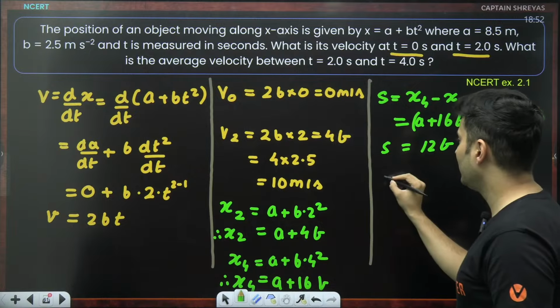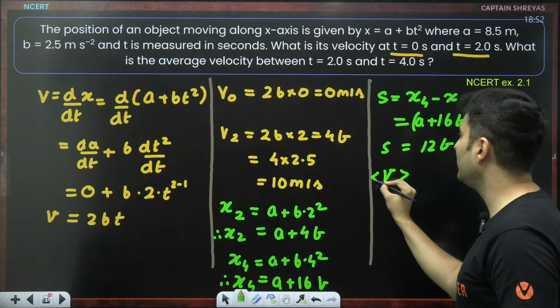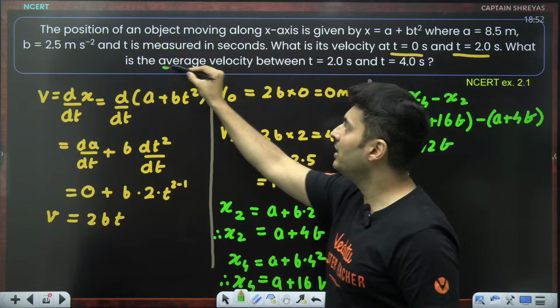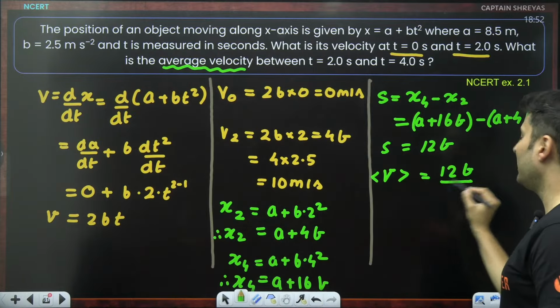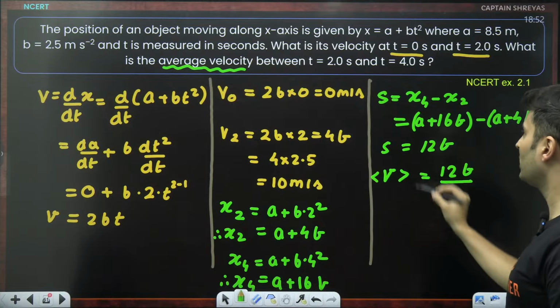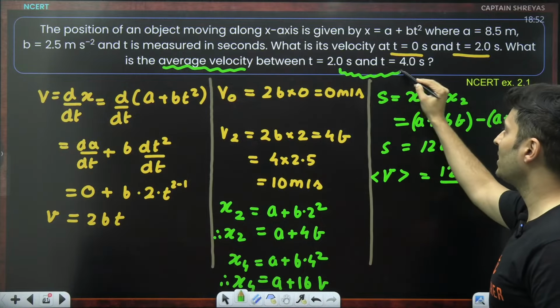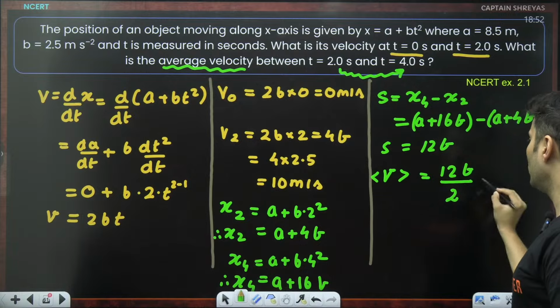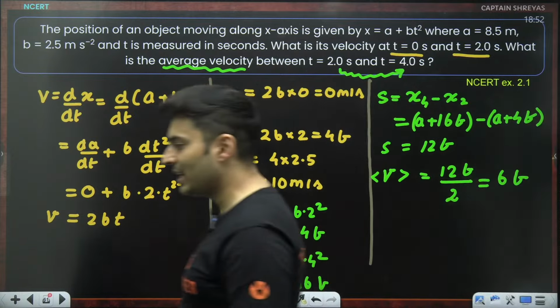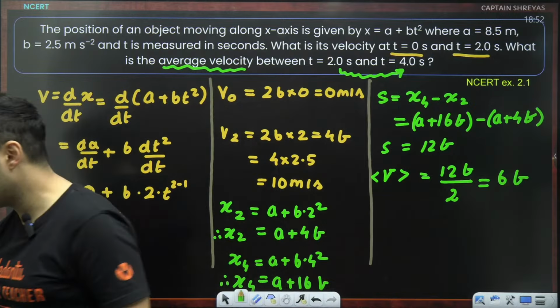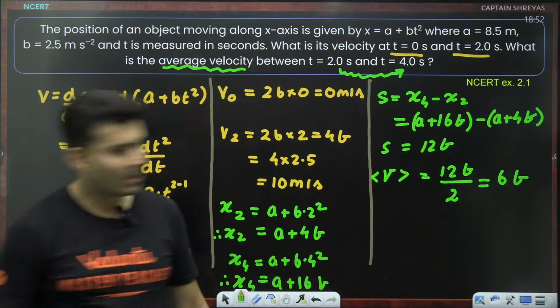That is displacement. I want to find the average velocity. So it will be 12b divided by the time from 2 to 4. From 2 to 4, how much is it? It is 2 seconds. So this will be 6 times of b. Exactly, this will be 6 times of b. Everybody with me? Yep. Awesome.